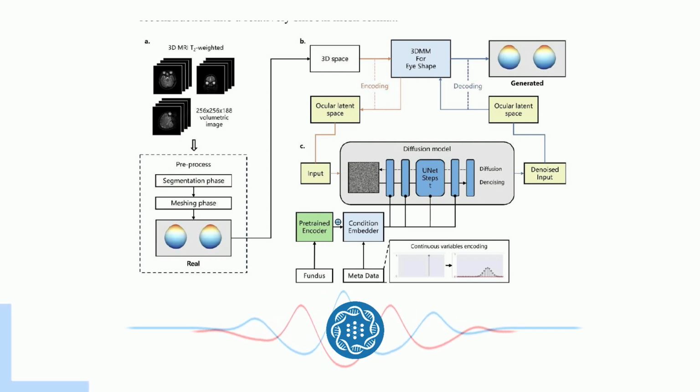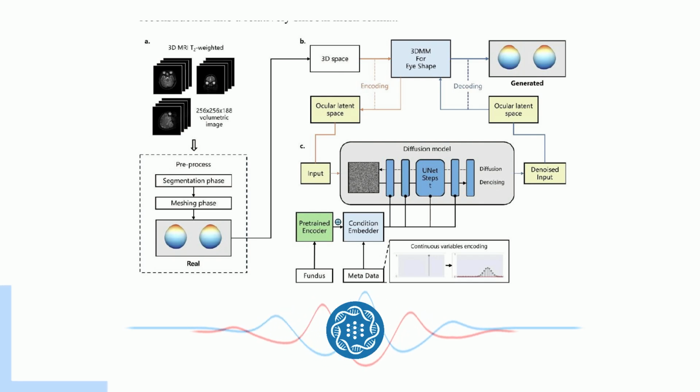Can it really capture the nuances of an eye, especially in those more complex cases? Well, the researchers did a lot of testing. They compared those AI-generated models to the actual MRI scans. And what they found was pretty impressive. The AI was really accurate. It could even replicate specific abnormalities that you find in severe cases of myopia, like posterior staphyloma.